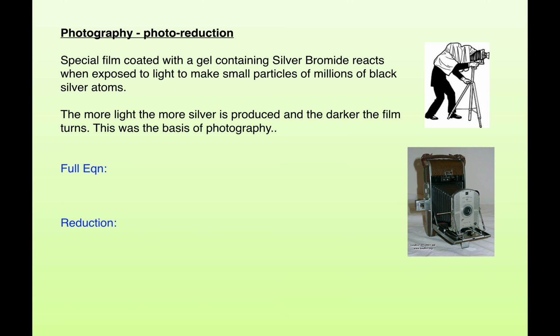Ag+ + e- goes to Ag solid, which is a black deposit, a black precipitate. And then you're only left with the bromide ions. You know what happens when bromide ions are oxidized. 2Br- becomes Br2 + 2e-.